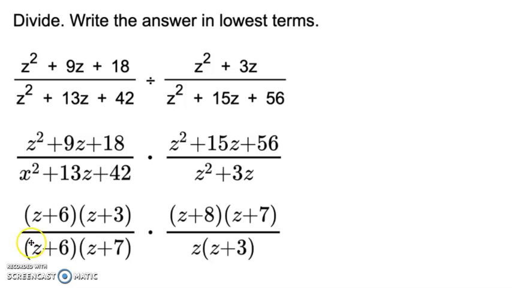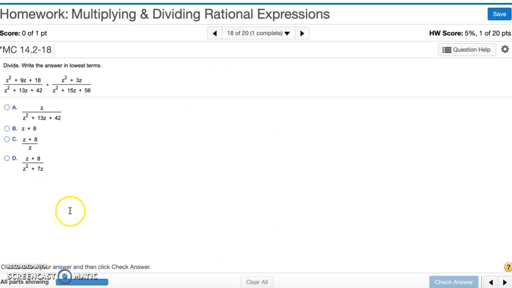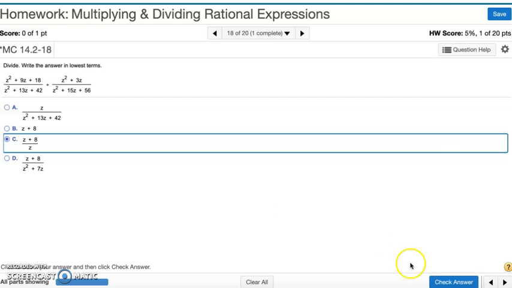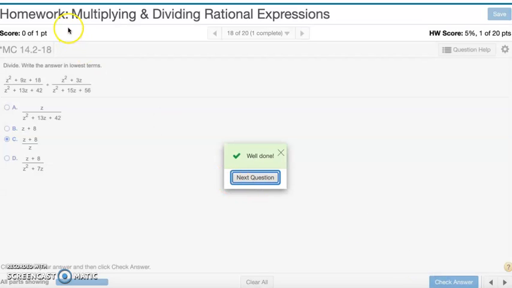Now it's not asking us to look for restrictions this time, so we can go right into our simplifying. z plus 6 over z plus 6 becomes 1. The z plus 7's here and here also become 1. And the z plus 3's here and here also become 1. So now multiplying across, we're left with z plus 8 over z. So that's going to be the answer, so let's put that in. Our answer is going to be C. And that's our answer.